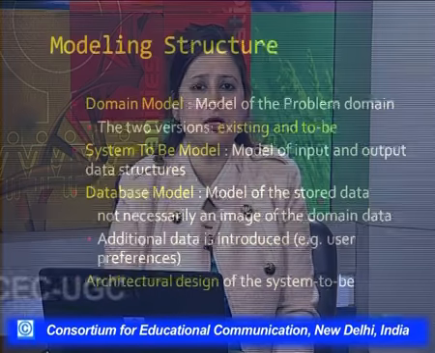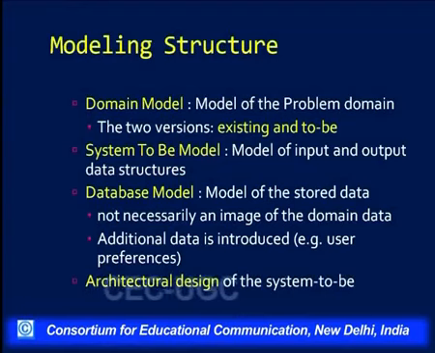So when we talk about modeling structures and models, we have different types of models. The first very important type of model is the domain model. The domain model is the model of the problem domain. Domain basically means the area where the system is going to work, the area for which the system is being developed.